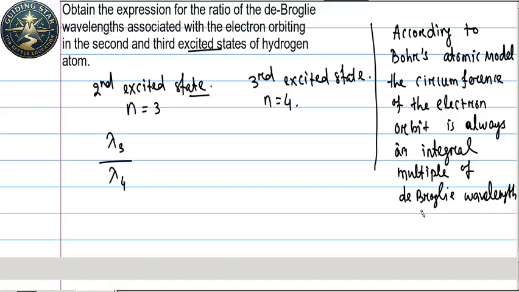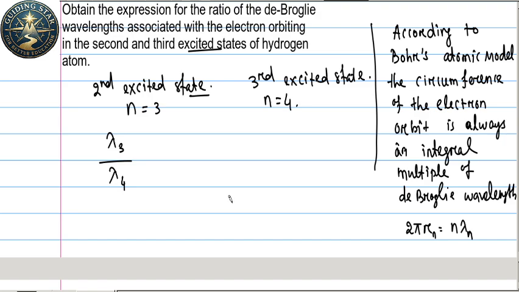Okay, that means circumference, how can we write that one? It will be 2 pi r equal to n lambda. Okay, so this is the formula. So if we want to write that one in terms of nth orbit, it will be 2 pi rn equal to n lambda n.